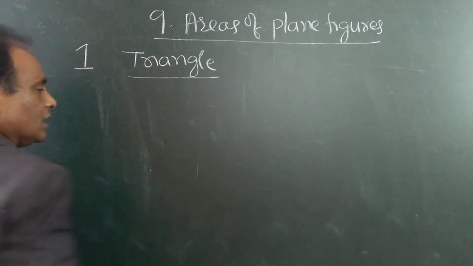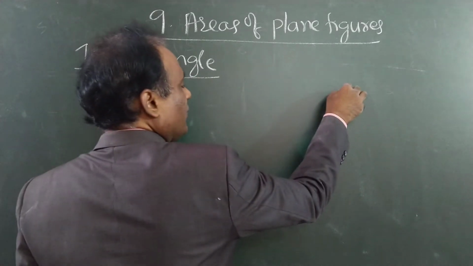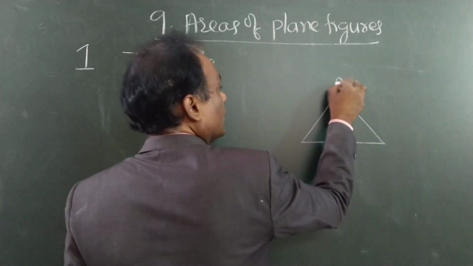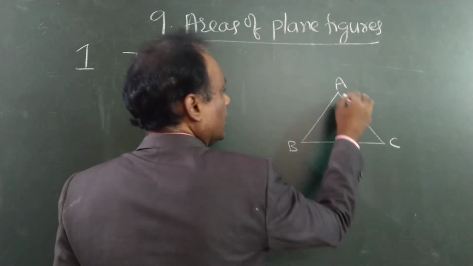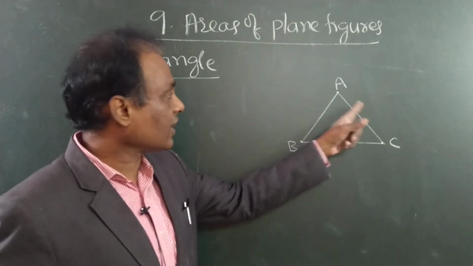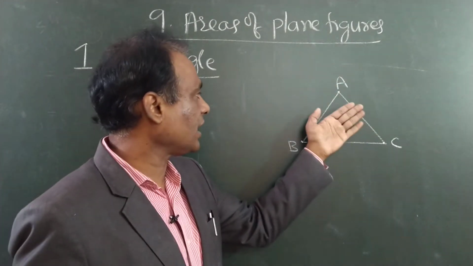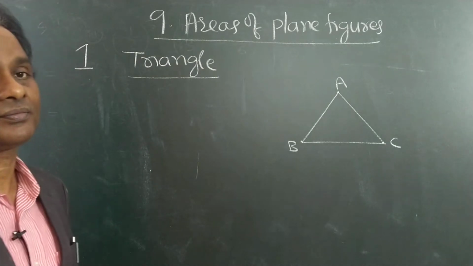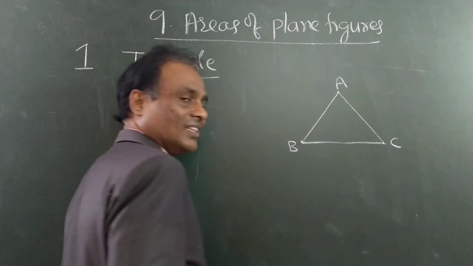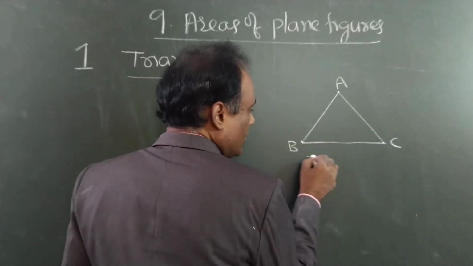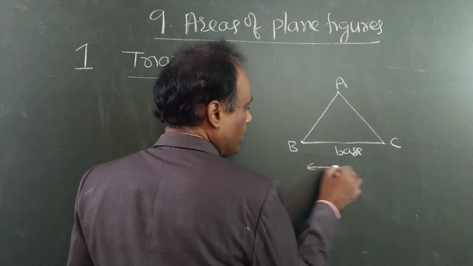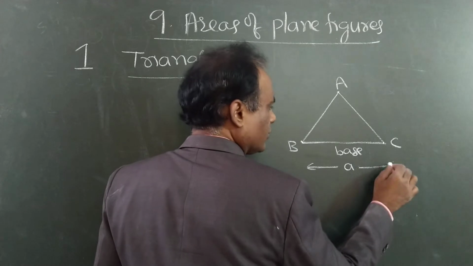See here. A plane figure bounded by 3 sides is called a triangle. This is a triangle. A plane figure bounded by 3 sides. This is one side, this is one side, this is one side. So this is a triangle. And you studied some formulas also. This is called the base.